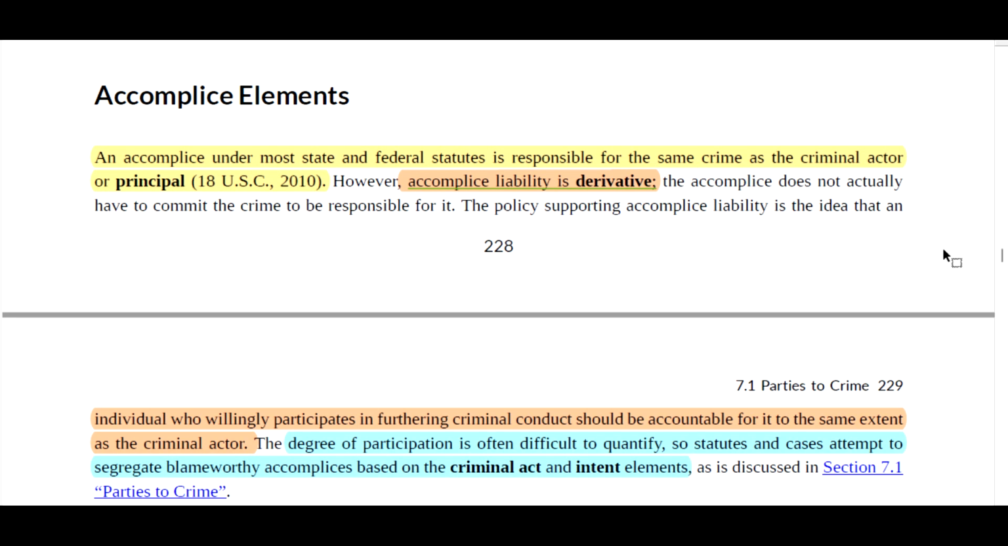You might have heard that when people talk and review books and movies and shows like that, it's derivative. It means it's almost the exact same as something else. This is what we're talking about here, that accomplice liability is derivative. You are saying, yes, this is okay, you're willing to support this, so you should be charged the same.